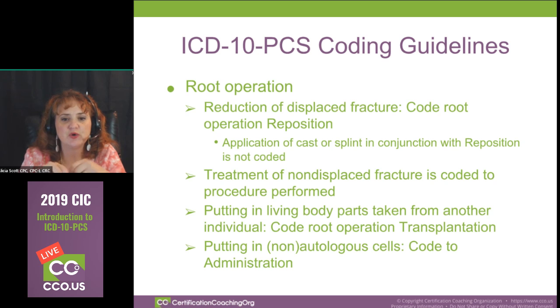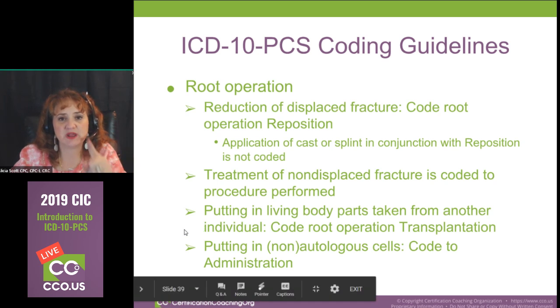If you're going to put a living body part from another individual, then it's a transplantation. Okay, we're taking a kidney out of this person and we're putting it into another person. If you're doing non-autologous cells, then it's administration. We're administering stem cells, but the stem cells didn't come from you. If we're taking stem cells from you, we're going to do something to them and then we're going to put them back in your body. That's immunotherapy that happens with cancer patients. That's a transplant.